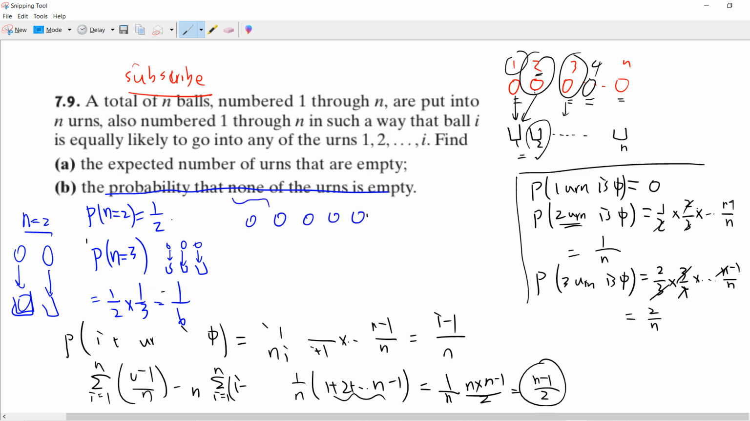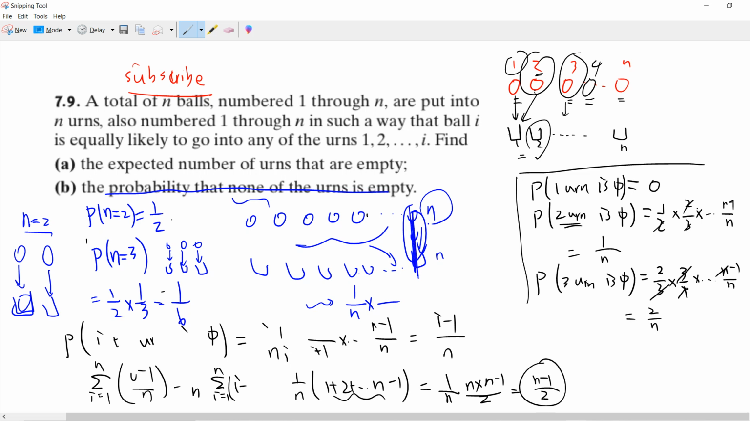Suppose we have n balls and n urns. The n-th ball must go into the n-th urn. If the n-th ball does not go to the n-th urn, then no other ball can go into it, so that urn must be empty. So it will be 1 over n times the probability for n minus 1, because once this ball goes into the last urn, the situation is the same as with n minus 1. So it will be 1 over n, times 1 over n minus 1, times 1 over n minus 2, down to 1 over 1. So the answer will be 1 divided by n factorial. Yeah, so this is the probability answer.